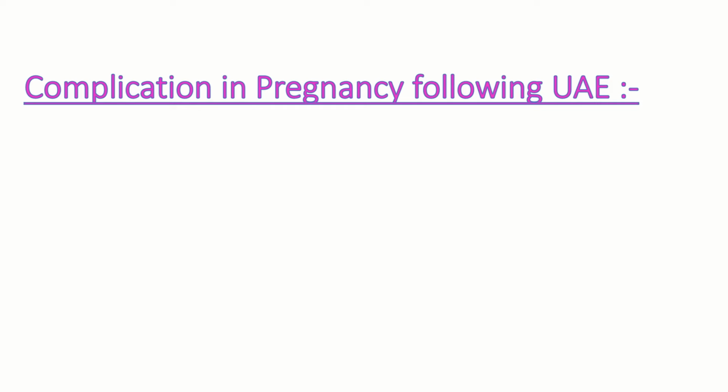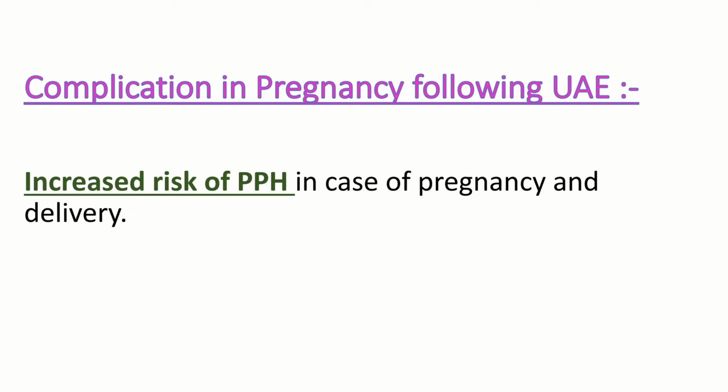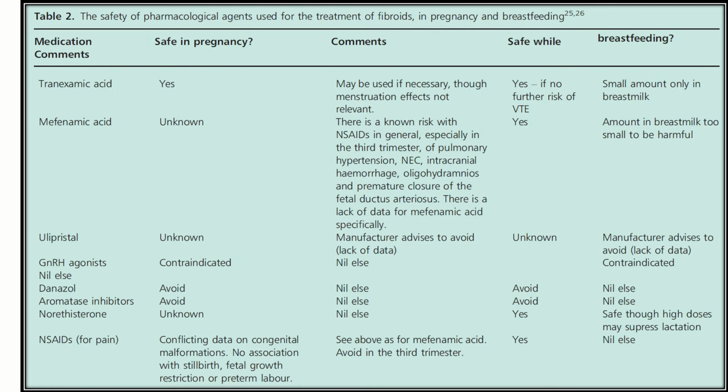Now, what is the pregnancy-related complication following uterine artery embolization? In cases of subsequent pregnancy and delivery after uterine artery embolization, there is an increased risk of postpartum hemorrhage. Uterine artery embolization is a preferred procedure after failed medical treatment. So, what are the pharmacological agents or medical treatments for uterine fibroids? Those options include tranexamic acid, mefenamic acid, ulipristal, GnRH agonist, danazol, aromatase inhibitors, and NSAIDs.